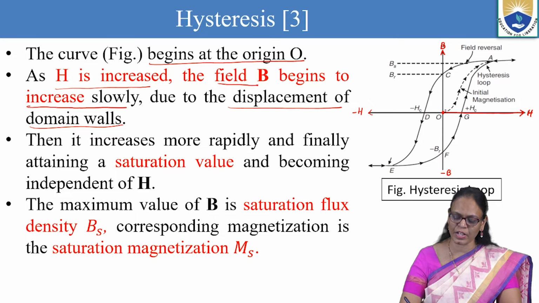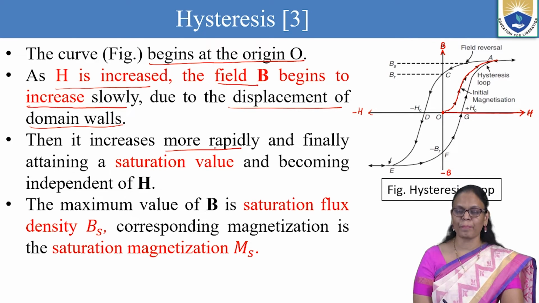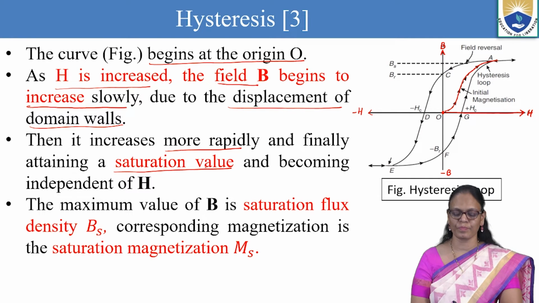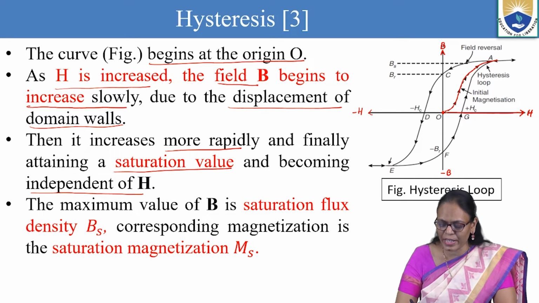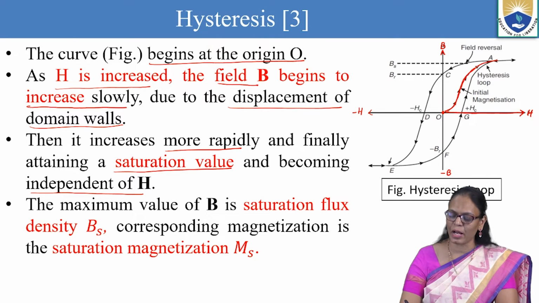So how are we tracing it from O? It is first increasing slowly, and then it increases more rapidly and finally attains a saturation value, becoming independent of H. So when we are increasing the value of H, the value of B first increases slowly and then rapidly, and then it reaches a saturation point. This is the saturation.